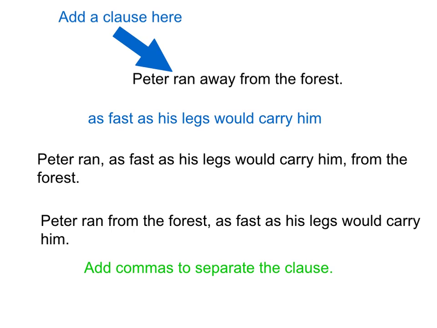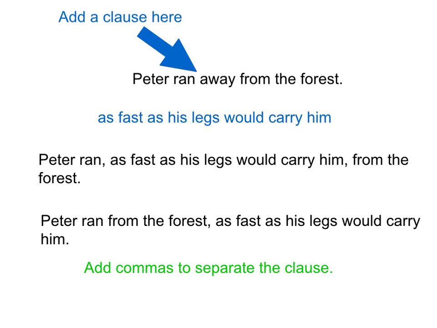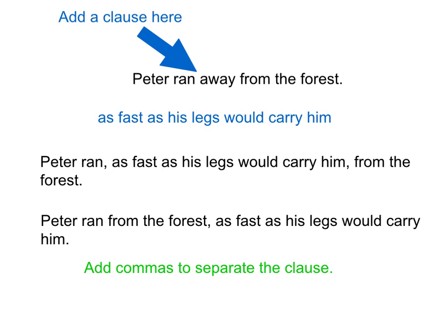And the clause that we're going to add, as usual, we need to make sure that our clause is relevant to what we're doing. So it can't be a clause that's got nothing to do with Peter running away from the forest. So we want to add some extra information to the verb that we've put into our sentence. We want some more information about Peter running. So I've decided to put in as fast as his legs would carry him. So now we've got a sentence that looks like this. Peter ran as fast as his legs would carry him from the forest.